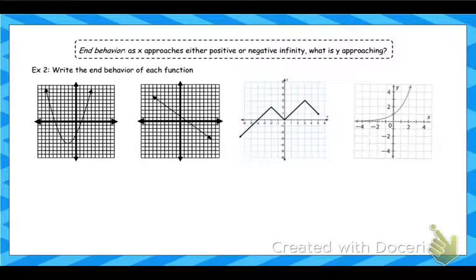Hi guys, so today we are going to continue our characteristics of graphs. Again, this is just some basic vocab type stuff. You're going to see this throughout the year. It's going to come up multiple times with each of the different functions that we do.